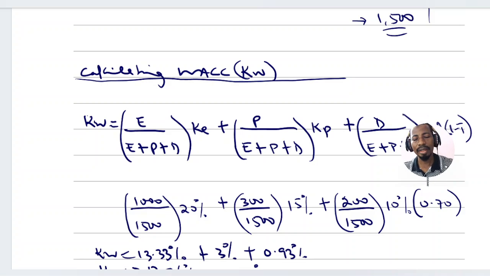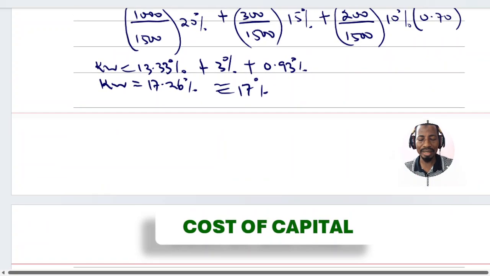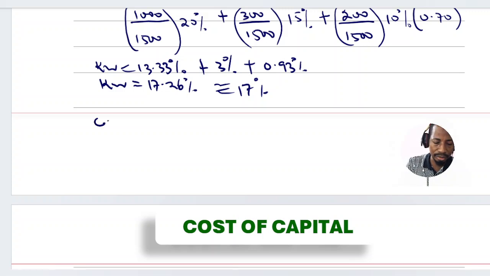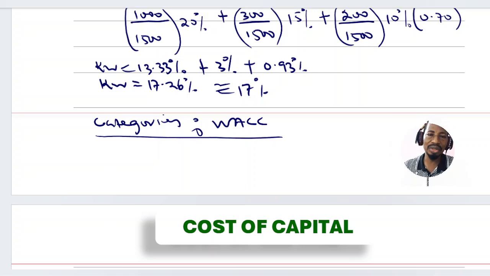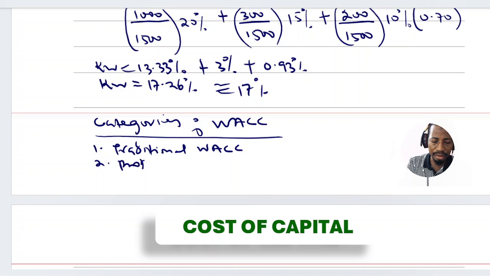Now, what are the categories of cost of capital? There are 3 ways in which you can calculate weighted average cost of capital. First, you can calculate the traditional weighted average cost of capital. Then 2, we have the project-specific cost of capital, that is the project-specific WACC. Then 3, we have the weighted average cost of capital of the combined activities.